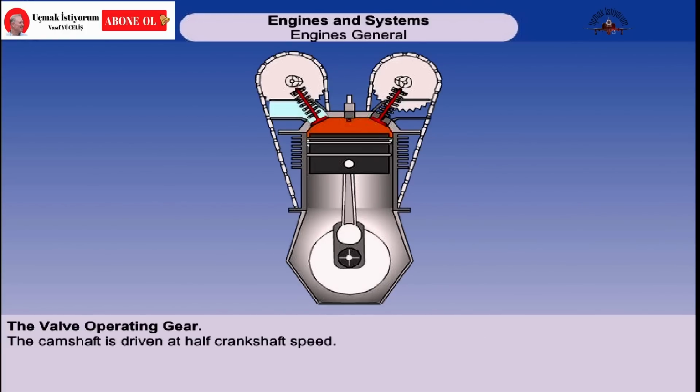The valve operating gear consists of a camshaft, or shafts, driven by the crankshaft at half crankshaft speed. The camshaft is driven at half crankshaft speed because each valve is only required to open and close once per working cycle, that is, once every 2 revolutions of the crankshaft.